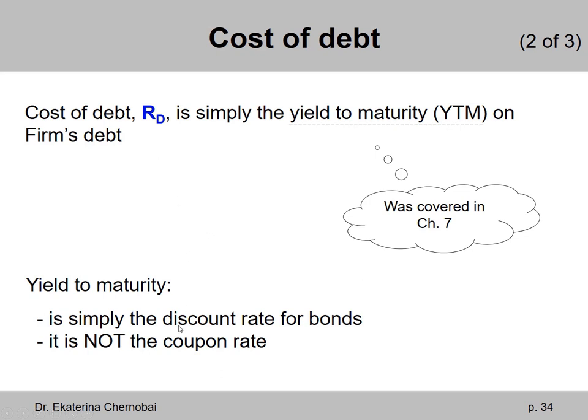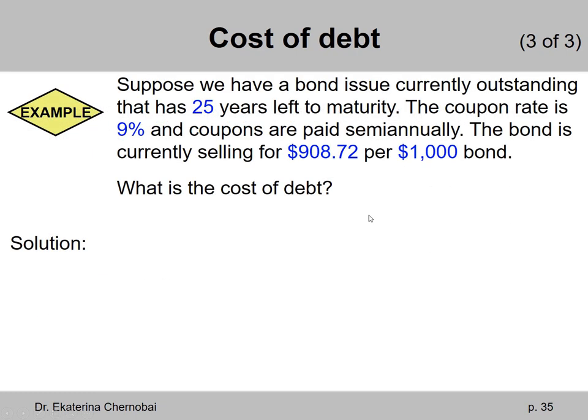And just to remind you about bond calculations, there are two percentages that are given in bond problems. One is the discount rate, or the yield to maturity, or the cost of debt. And the other percentage that's usually given is the coupon rate. So coupon rate is not cost of debt. What's cost of debt is the discount rate, or the yield to maturity. Okay, again, this is just a review of what we did when we talked about bonds in Chapter 7.